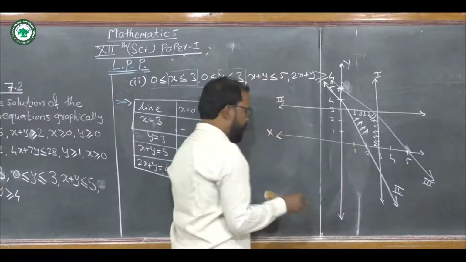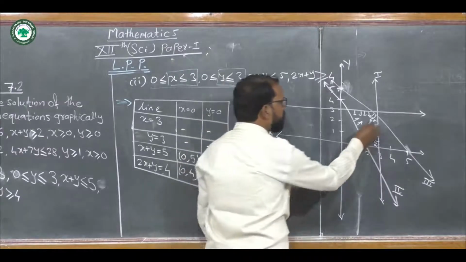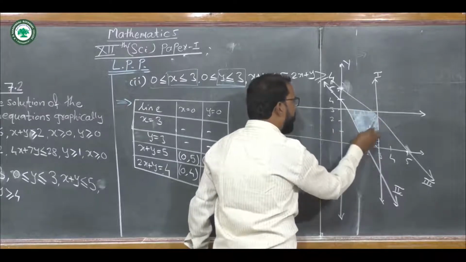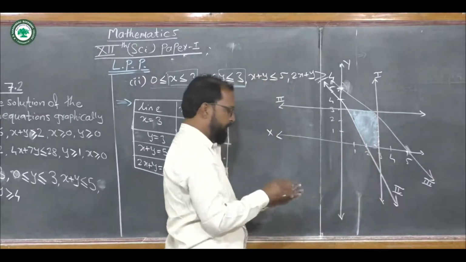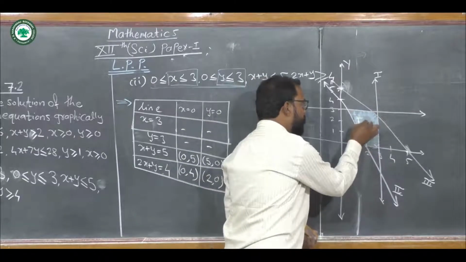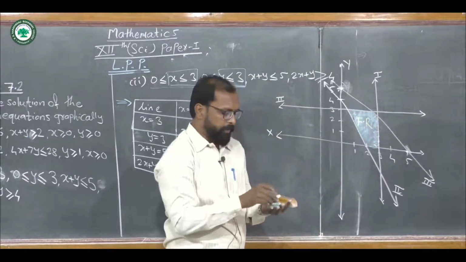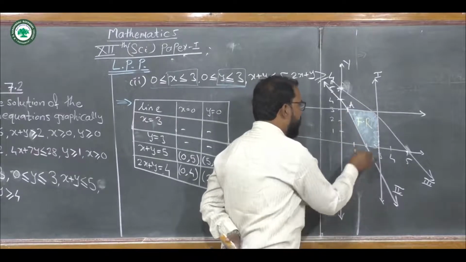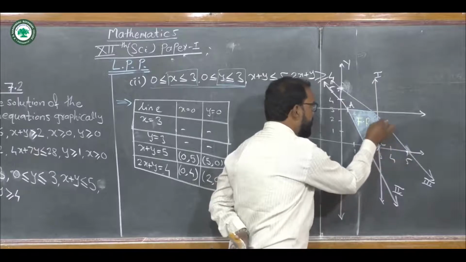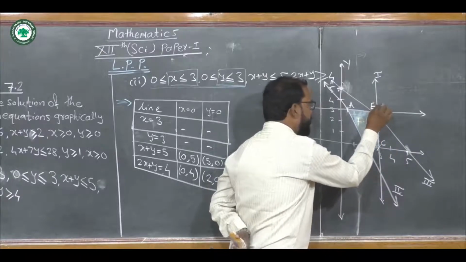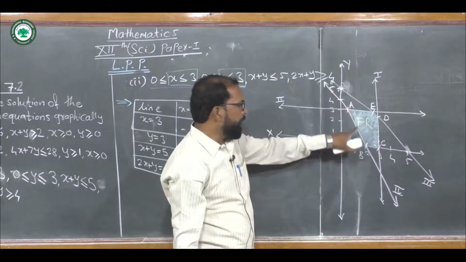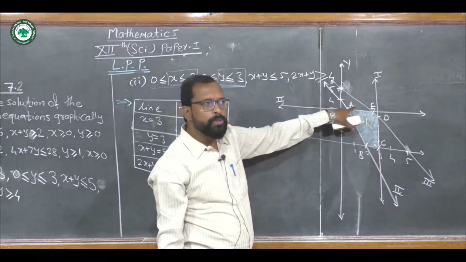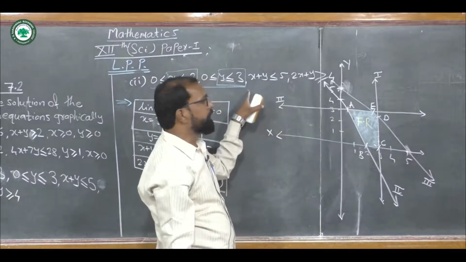If we observe here, this is the common region which satisfies all the inequalities, and therefore this is the solution for the given inequations, or we say this is the feasible region. Again we give the names A, B, C, D and E. So the bounded region A, B, C, D, E and A is the solution for the given inequations.